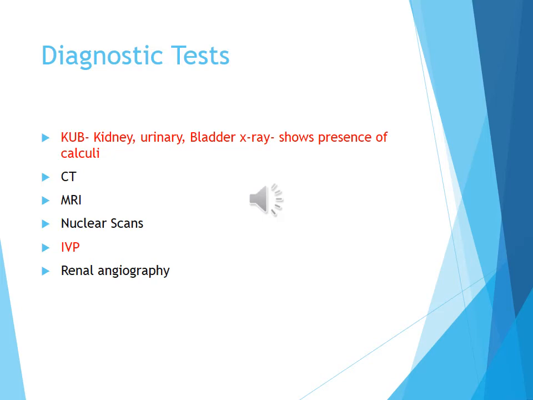Diagnostic studies that you would see, a KUB, which is kidney ureter bladder x-ray, and this will show the presence of renal calculi. You could do CT, MRI, nuclear scans, IVP, or renal angiography. The IVP, you need to assess the patient for any allergies to iodine.